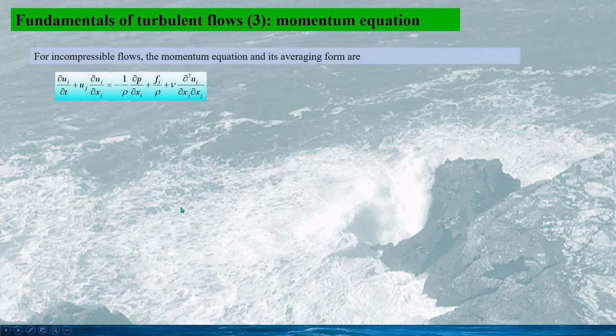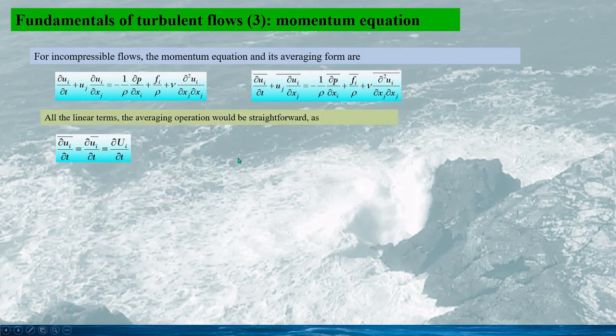Having said the irregularity and the chaotic motions in turbulent flows, it is accepted that the turbulent flows are still governed by the Navier-Stokes equation. For simplification in this talk, incompressible flows are assumed. Thus, the Navier-Stokes equation can be given as this in Einstein summation. So we take the average of the equation, and we have the expression as this.